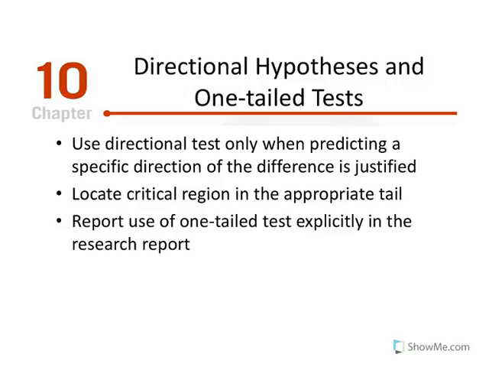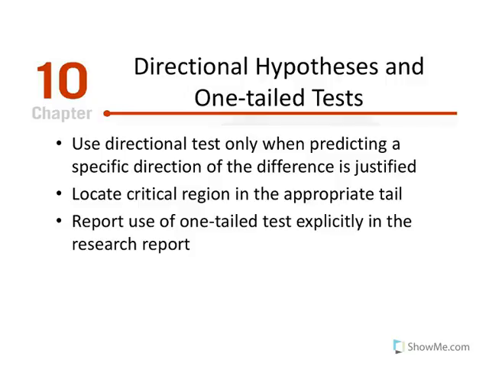First, we use a directional test only when predicting a specific direction of the difference is justified. In other words, the majority of hypothesis testing is done with the non-directional two-tailed test, and the reason for that is because a two-tailed test is more stringent, more difficult to pass.